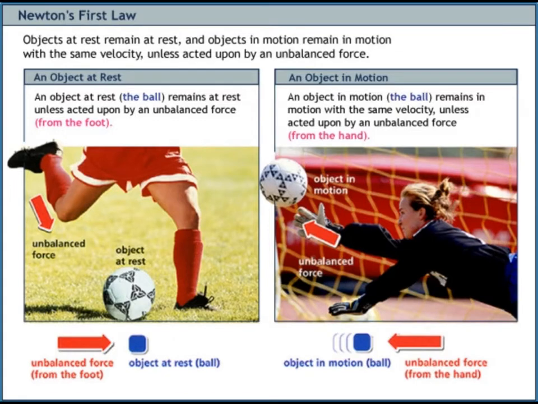For instance, if this ball, the soccer ball, is sitting here, is there anything going on to it yet? No, so it's going to stay at rest. However, the soccer player's foot is going to become an unbalanced force that is going to act upon the balanced force of the object at rest. Same idea over here in this other one about objects in motion, right? If the object is in motion, it's going to continue on with the same velocity, unless it's acted upon by an unbalanced force, in this case the goalkeeper, that would put a stop to that motion.